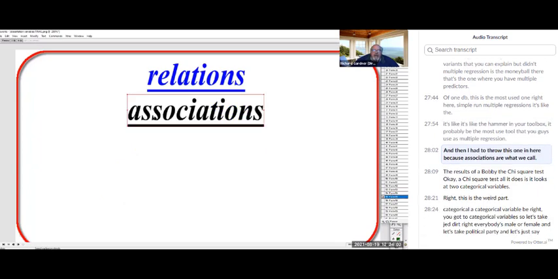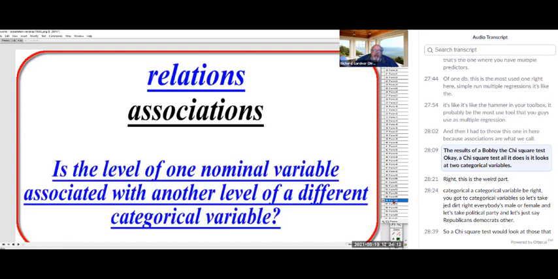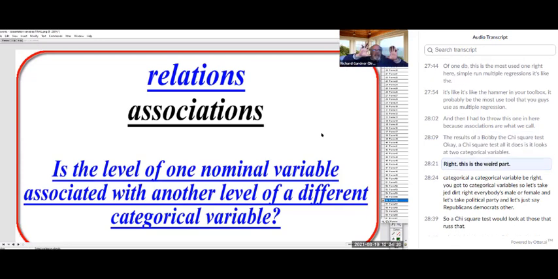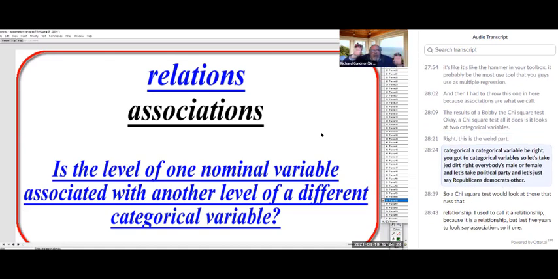And then I had to throw this one in here because associations are what we call the results of the chi-squared test. Okay, a chi-squared test, all it does is it looks at two categorical variables. Right, this is the weird part. Categorical variable A, categorical variable B, right? You got two categorical variables.